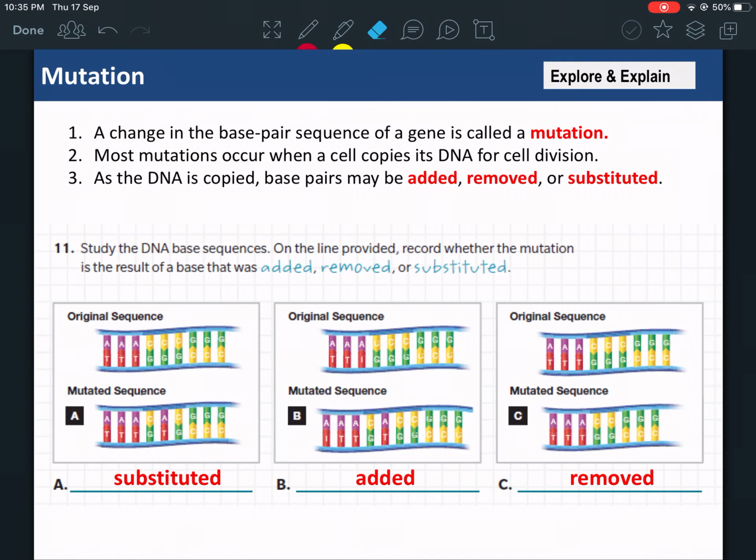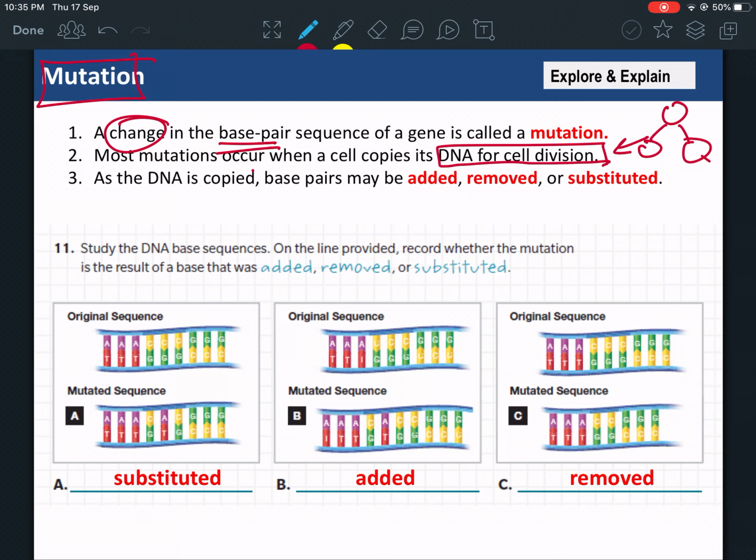Good morning, everyone. Today we're going to be continuing our lesson about genes and their traits, and we're going to learn about mutation. Mutation is a change in the base pair sequence of a gene. Most mutations occur when the cell copies its DNA for cell division. Cell division is when one cell becomes two cells.